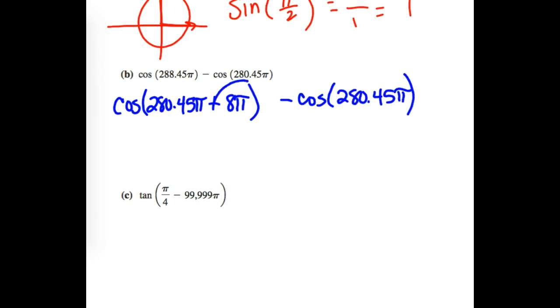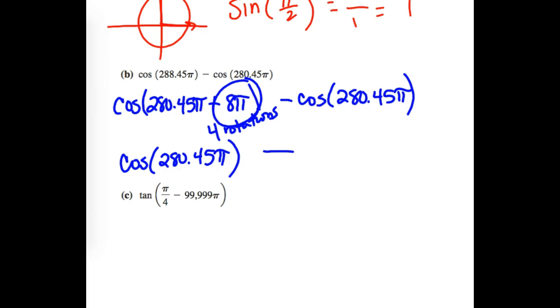Okay. Well, the cosine of 8 pi, that part of it, that's complete rotations, right? That's just 4 extra spins. So will the cosine of 280.45 pi be any different than the cosine of 288.45 pi? Okay, this is 4 rotations. So I'm going to land in the same spot, right? I've got a coterminal angle. So this simplifies down to just the cosine of 280.45 pi. And if I subtract the exact same thing, what am I going to get?